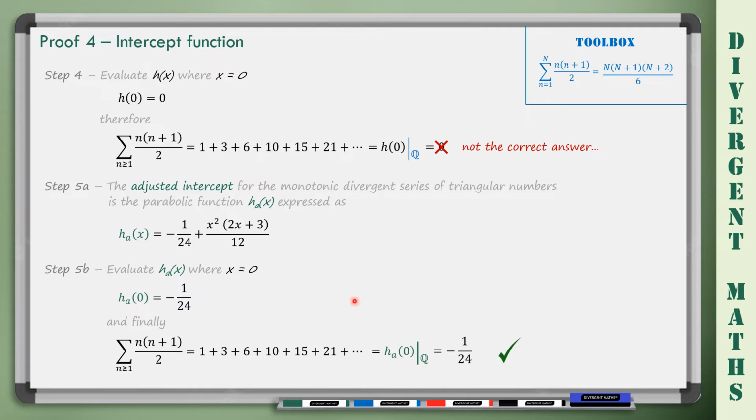So that proof is correct, it's valid, but it's incomplete because we haven't proven where that adjusted intercept function is coming from. So because of that, it does not qualify here as a proof until and unless we prove that expression, where it is coming from. We will do that in another video. All right.